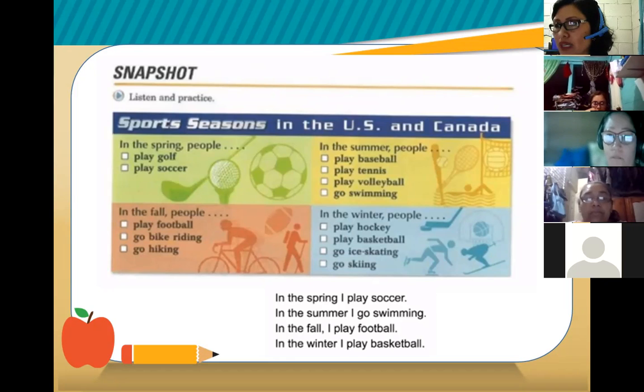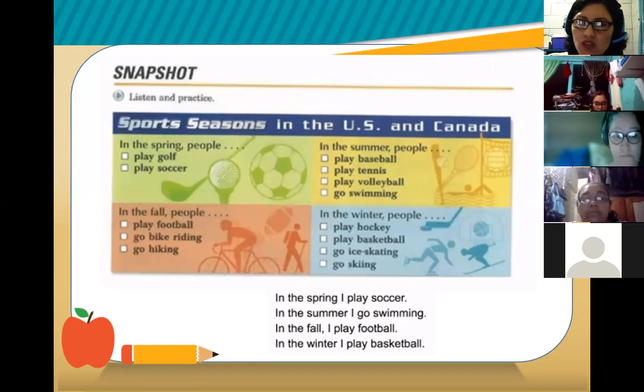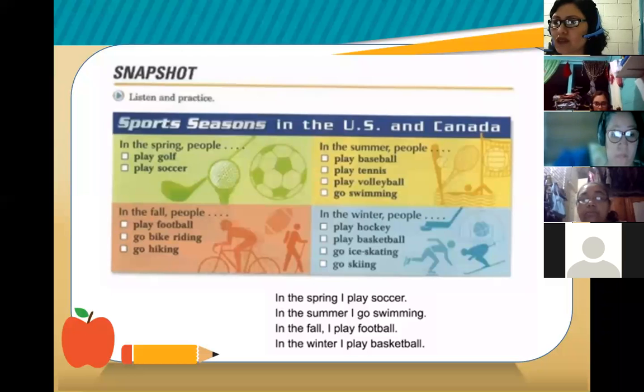Okay, what about the rest? I would like to see more examples. It says, Stella, in the summer, I play football. In the spring, I'm going to run. Or you can say, I go jogging, diría yo, quizás, let me see, go jogging. Sí, I go jogging, probably. Voy a correr, a trotar, ¿verdad? Go jogging.